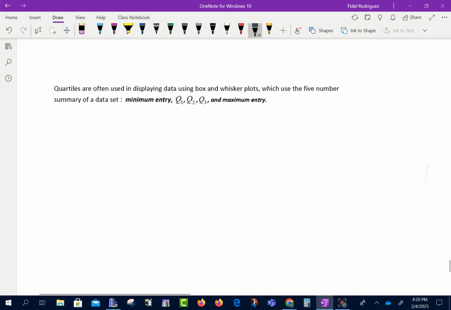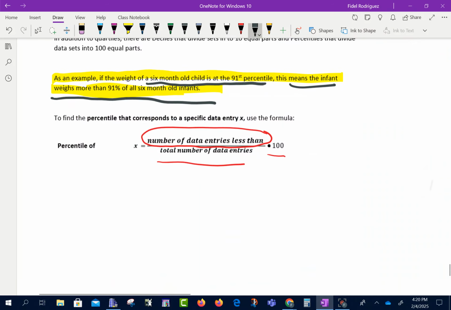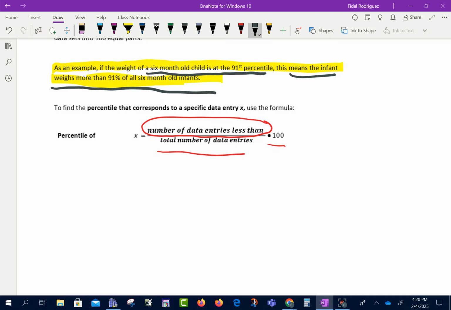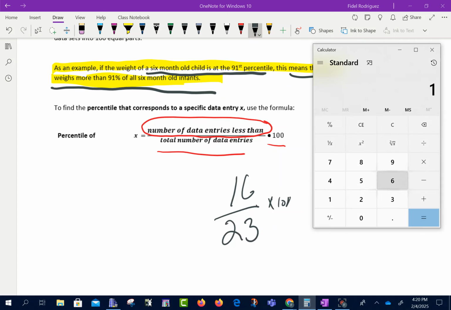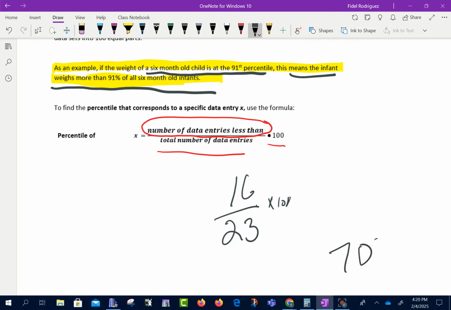Let me scroll back over here. How many numbers were smaller than 87? I believe we said 16. What was the total? We said that was 23. So 16 divided by 23, multiply it by 100, and then round to the nearest whole number. That should be 70. So that's what we call the 70th percentile.